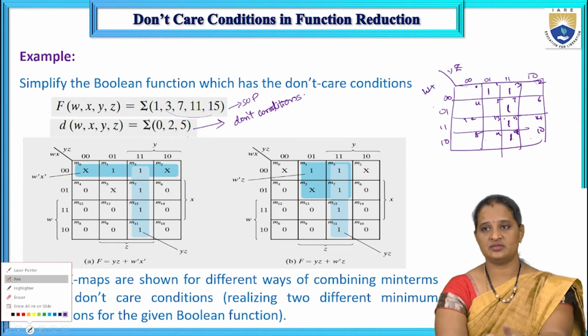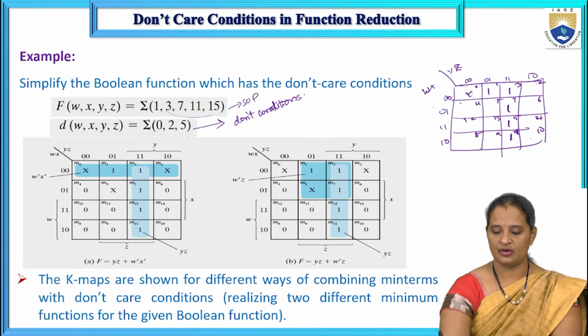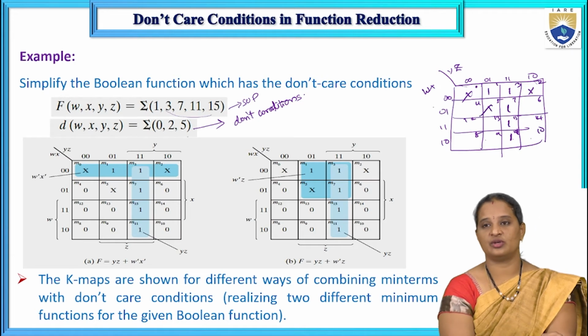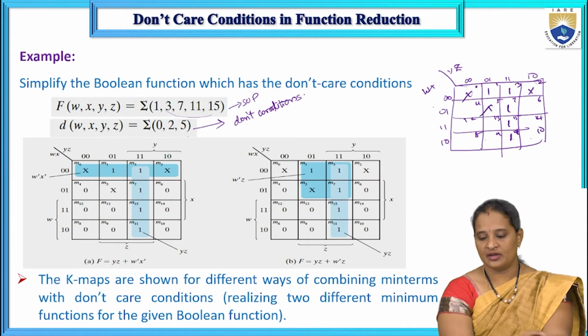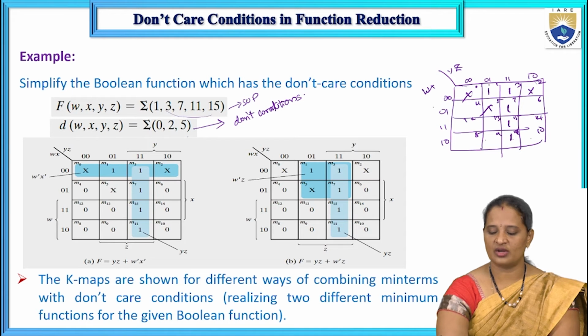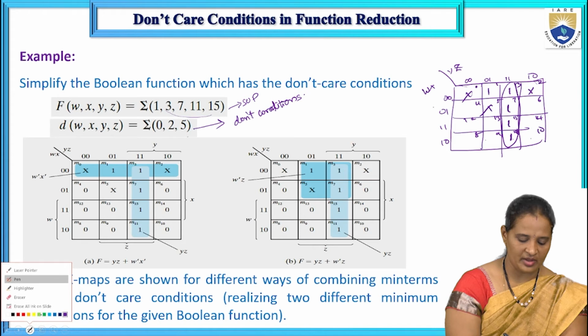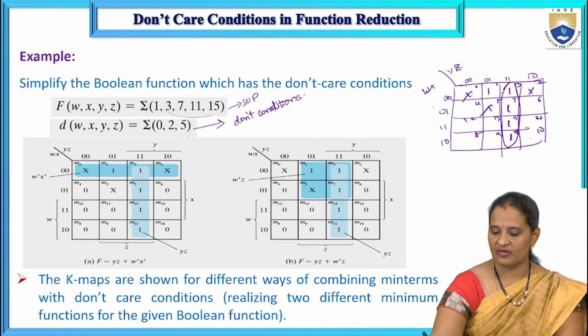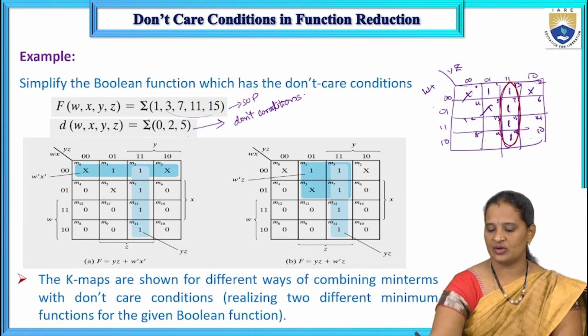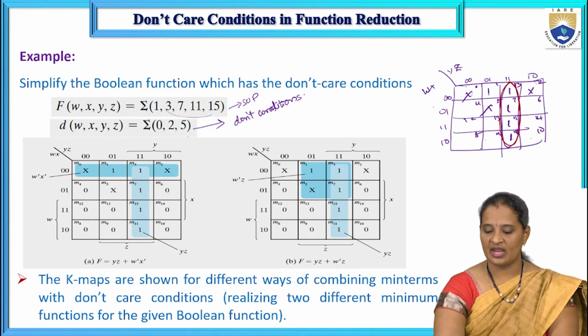Once the mapping of SOP is done, go for the don't cares. For all these minterms, place X. So 0 is don't care, 2 is don't care, and 5 is also don't care. Now if you look at the ones, I can group only these two as a pair, whereas I can form a quad with these four because they are all adjacent to each other, whereas this one is left. So I need to form another group such that this one is also covered.